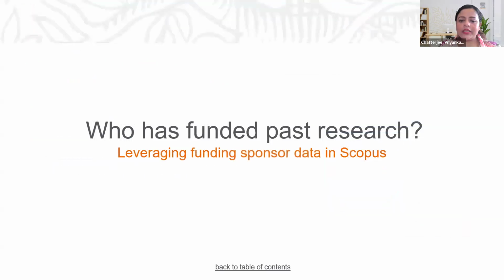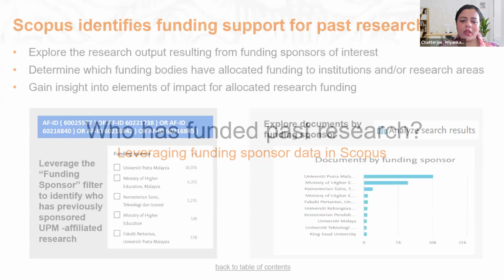So who has funded your past research? When you are applying for grants, before you apply, it is important to do some research to find out, okay, previously the work that you have done, or the work that your institution has done, who are the key funders for that institution? Now, I believe you all have access to Scopus.